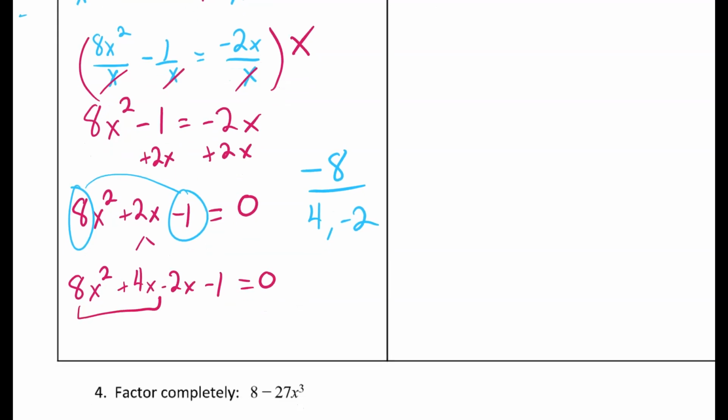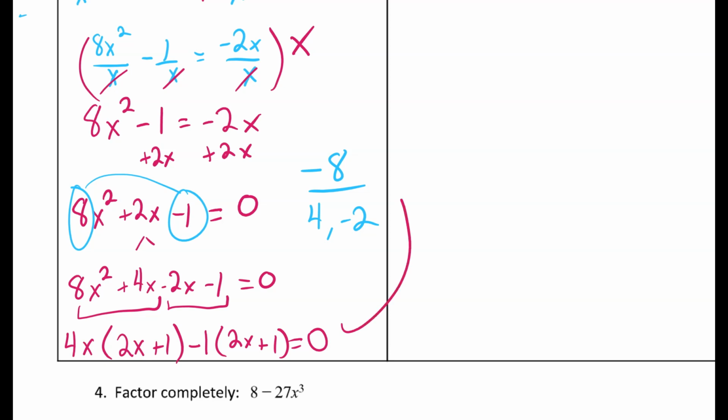If I look at those first two terms, they have a 4x in common, to be left with 2x plus 1. And between negative 2x and negative 1, I'm just going to factor out a negative 1 so that that next set of parentheses is still that 2x plus 1. I'm going to keep going up here. I factor out that GCF of 2x plus 1, and I write my leftovers, 4x minus 1.